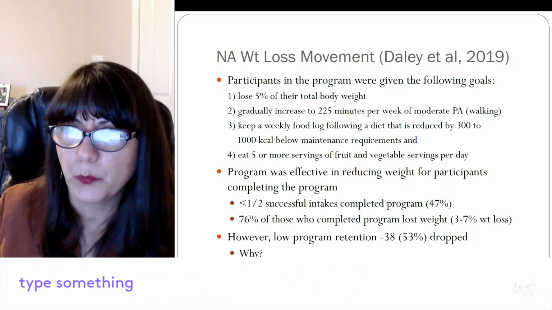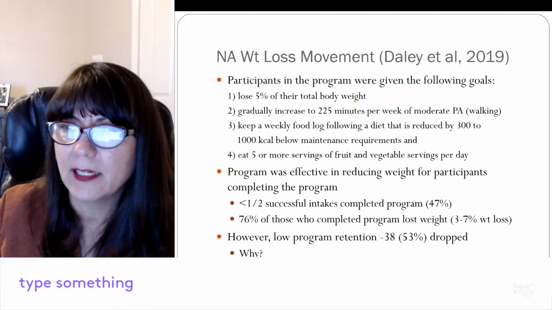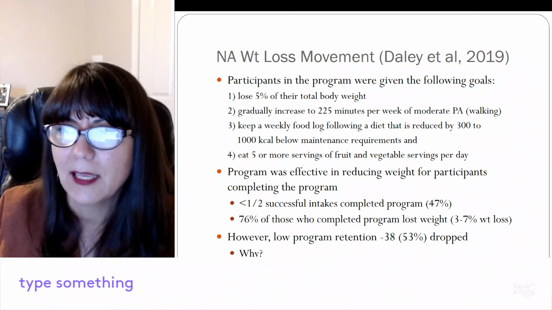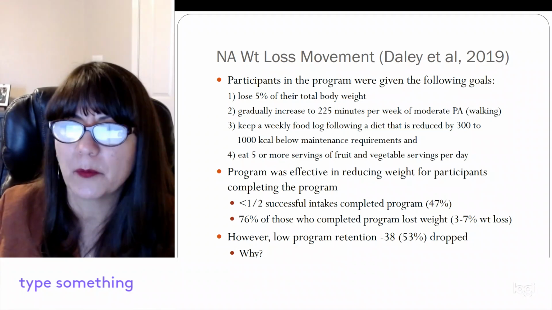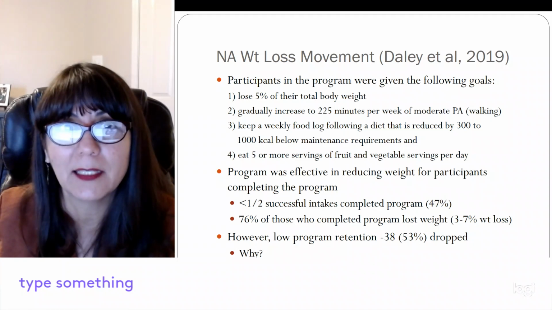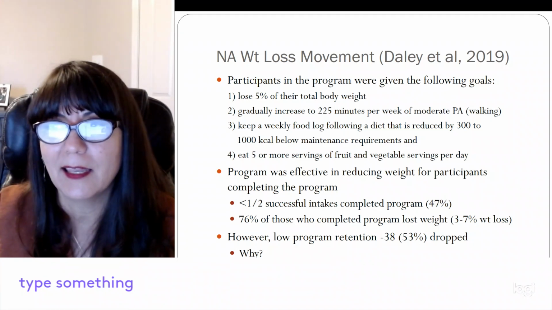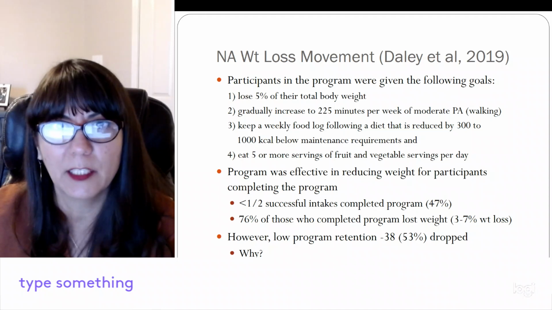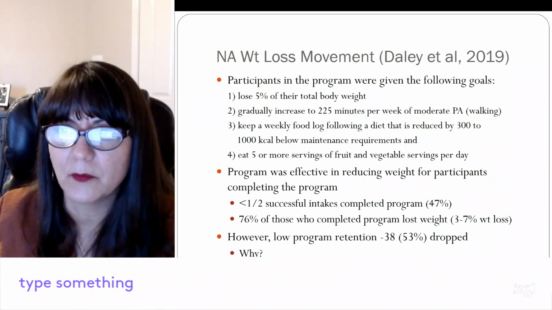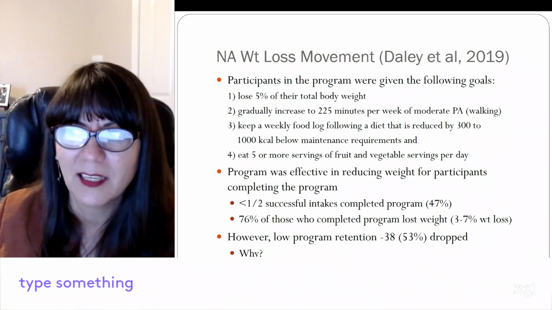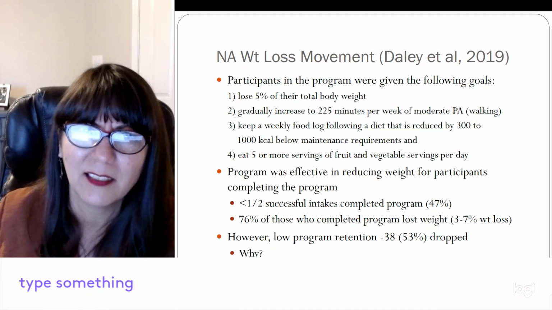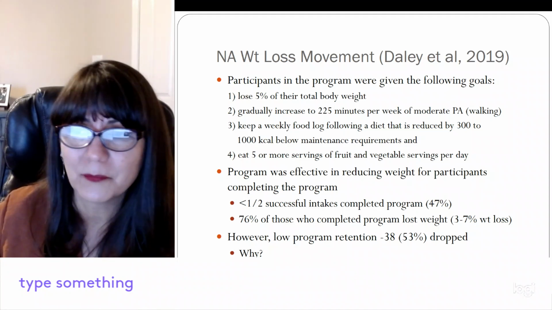They had to keep a weekly food log following a diet that was reduced by 300 to 1,000 kilocalories below their maintenance requirements. So they had to learn how to count calories, right? How to track their calories. And so again, thinking about the health literacy of the population, was this properly vetted to make sure that this was something that they could do or even understand or want to engage in?